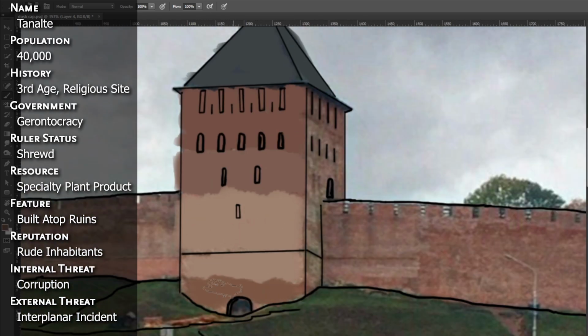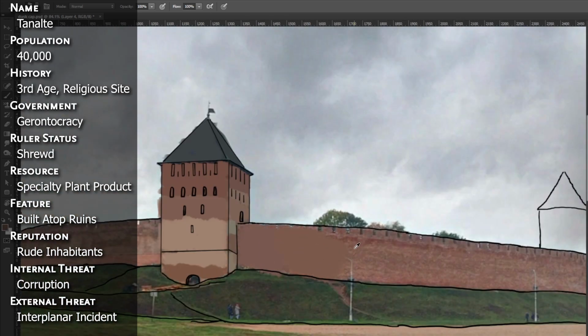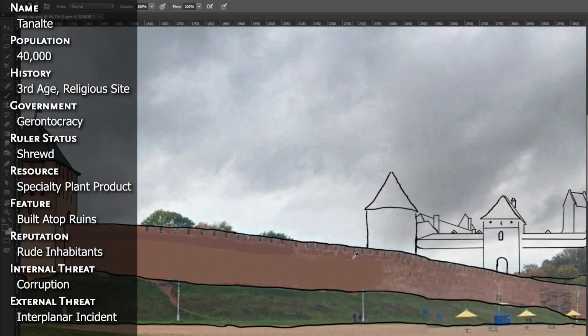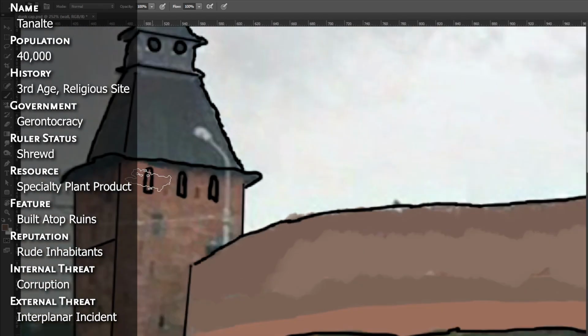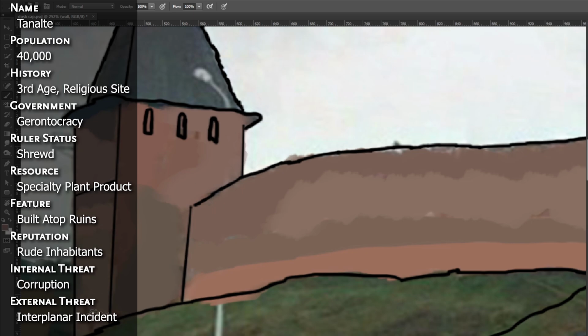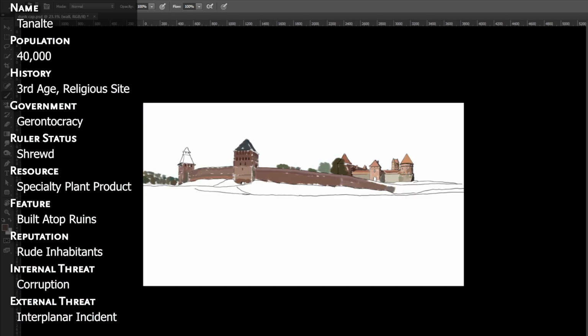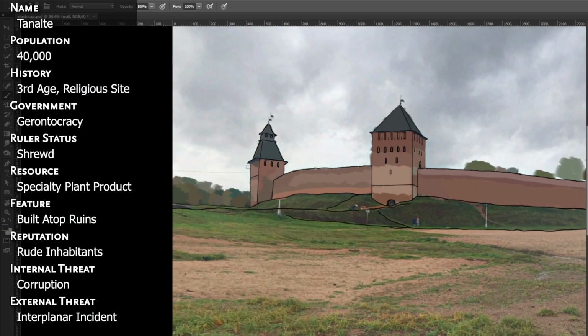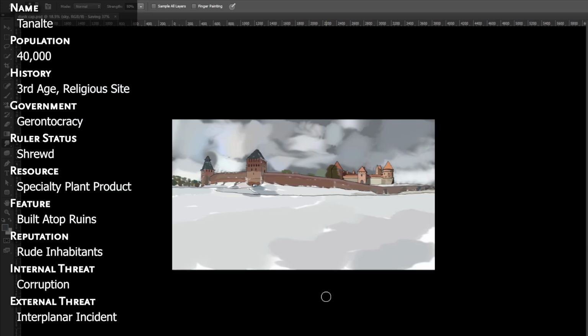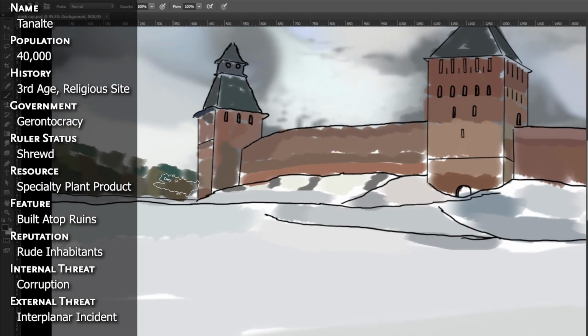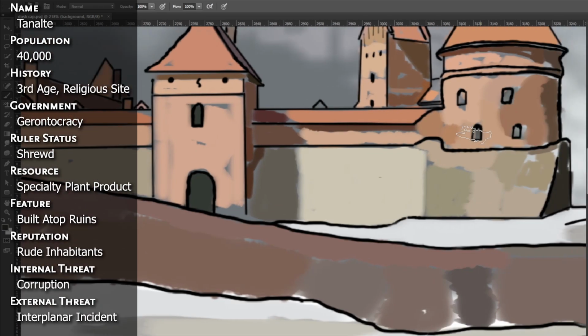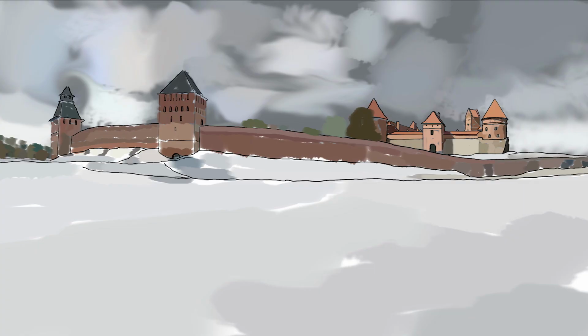The issue has gotten so divisive that aspersions of corruption have been cast at the Council of Elders. All of these problems seem trivial, though, compared to the city's latest issue. A delegation of Aquians, native to the plane of water, have emerged from the ocean, demanding that the residents of Tanalte give them their city back.